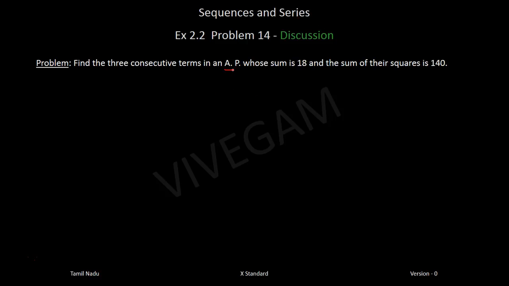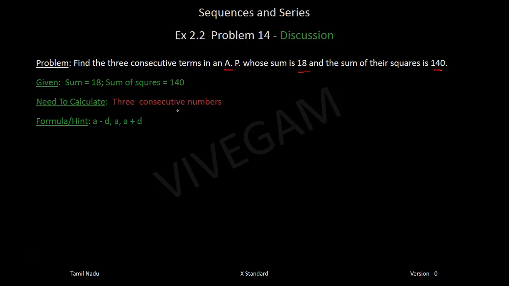It's an AP, the sum is 18 and the sum of their squares is 140. So sum equals 18, sum of squares equals 140, and we are asked to calculate three consecutive numbers. The hint is we'll use the three numbers as a minus d, a and a plus d. Step 1, that's what we are assuming.